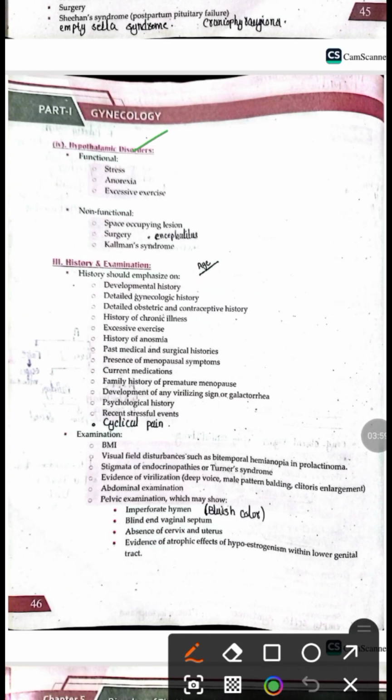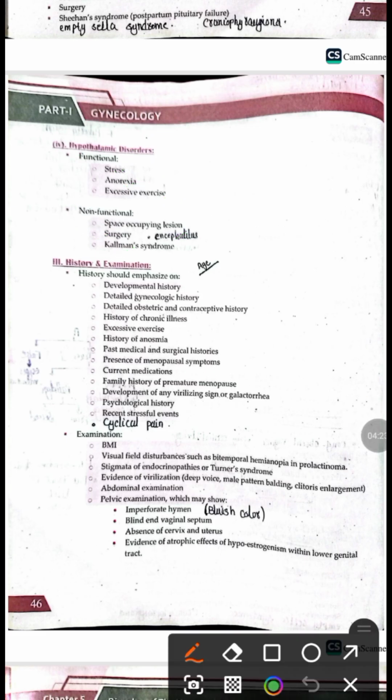Next are the hypothalamic disorders. They include functional causes, such as stress, anorexia, or excessive exercise, and non-functional causes, which may include space-occupying lesions, any surgery done, Kallmann syndrome, or encephalitis. In such cases, there may be a decrease in hormone levels, and they may lead to amenorrhea.